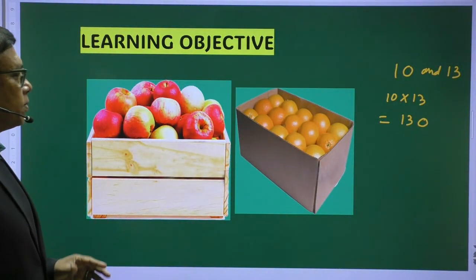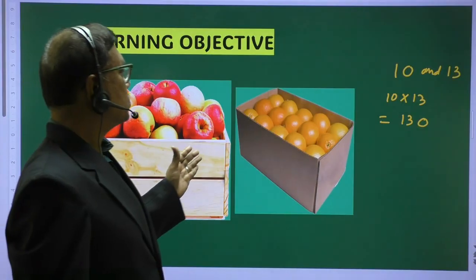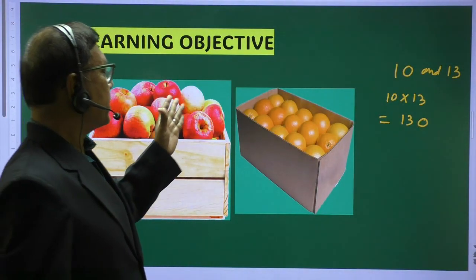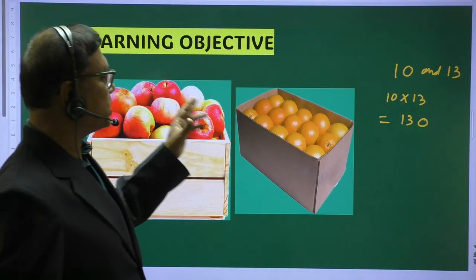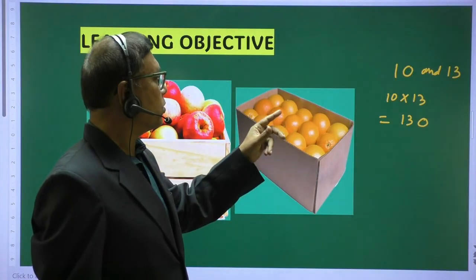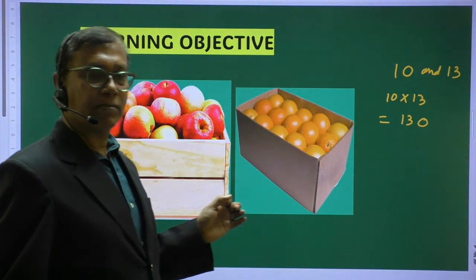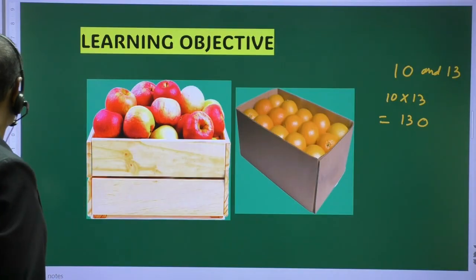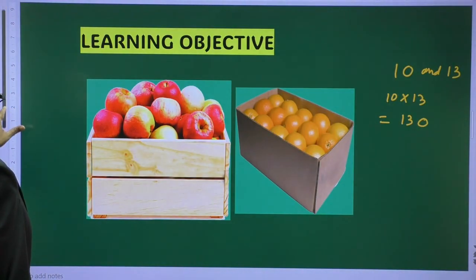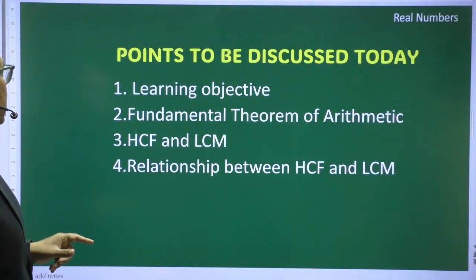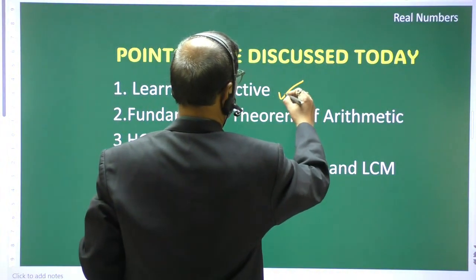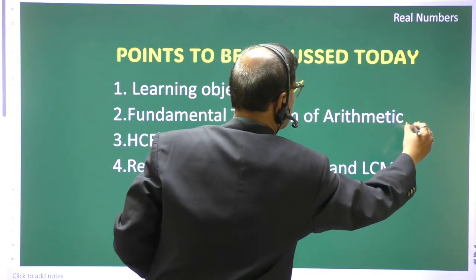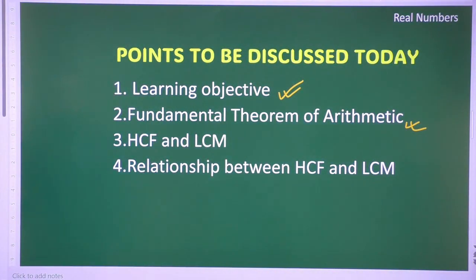Is it clear? So the main part here is to know the equal number of apples and oranges. To fulfill the condition, we want to know the LCM. Is it clear? Now I'll discuss the second point, fundamental theorem of arithmetic. First point completed. Now I'll discuss fundamental theorem of arithmetic.